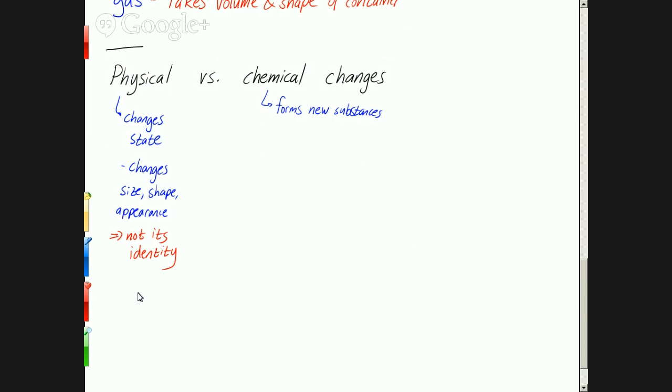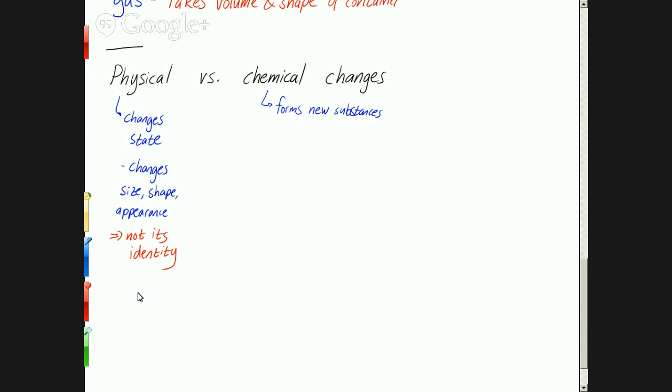So back to the rust. What rusts in your car? What's the element that's changing mostly? Oxygen is coming in to react with it. What is your car mostly made of? Depends on the car, but most cars are mostly steel, iron, unless you've got a plastic car. But even then, the frame and everything is probably still iron. So iron reacts with oxygen from the air to form iron oxide, which is rust.